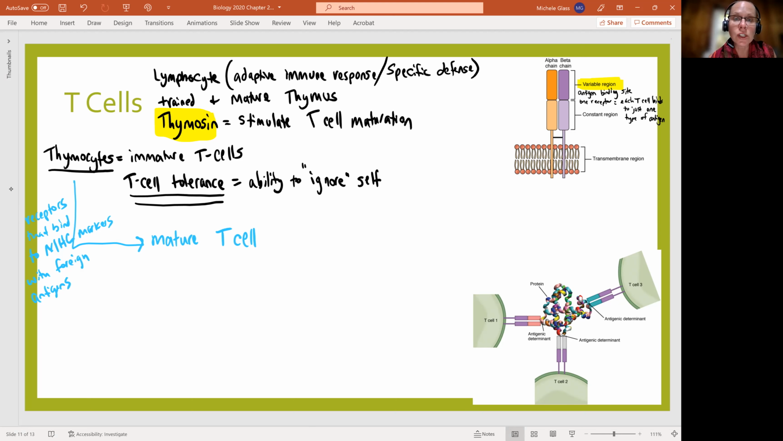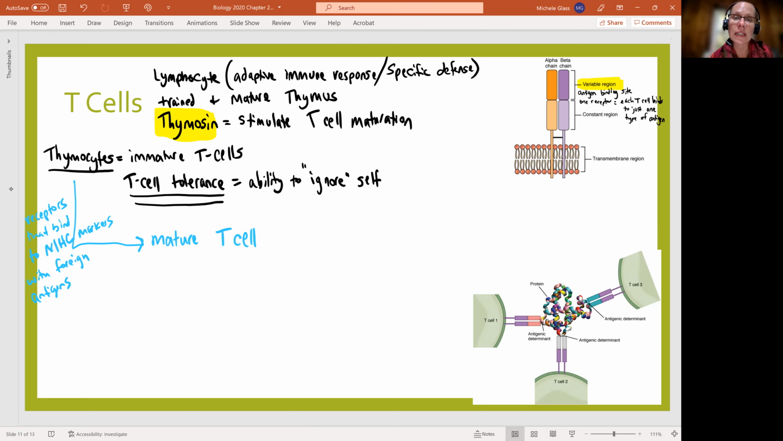Thymocytes that are binding to the MHC markers holding out a foreign antigen. So thymocytes that are binding to cells that are doing antigen presentation are the cells that are allowed to mature. That's the training process. They pass the training. So they're going to mature into a T cell.